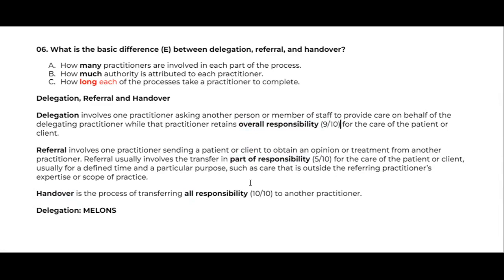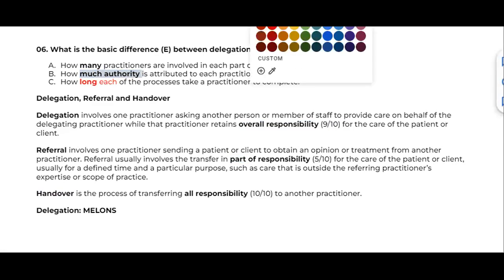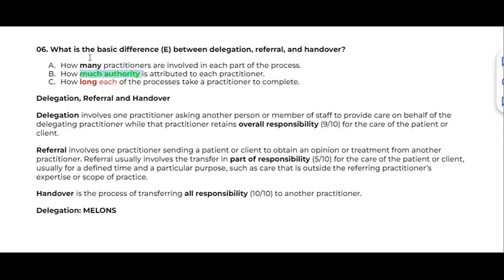Those who understood this number, that's great. So all of them are different here. What is the basic difference between delegation and the others? How much authority is attributed? So this seems to be the correct answer here. But we have to check whether A is there or not.